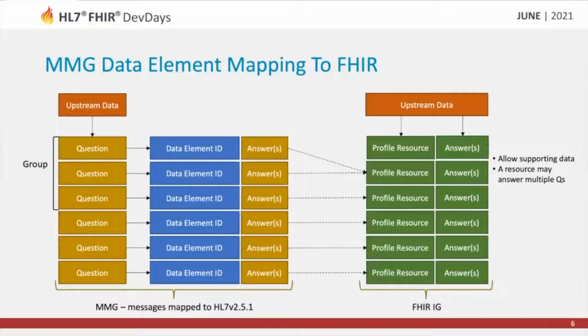We found that if we preserve the original upstream data in FHIR and pass them along with the other mapped resources, they can be used as a good supporting material. Our final step is to profile the resources, link them accordingly, and attach answers with the standard value sets. Ultimately, this will become a FHIR implementation guide for MMG.